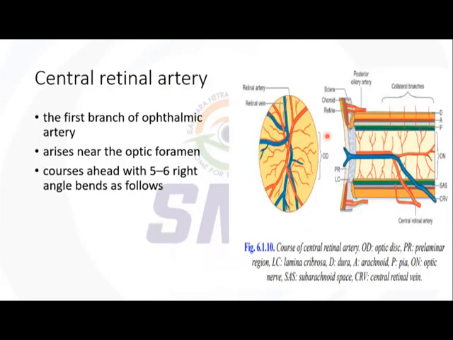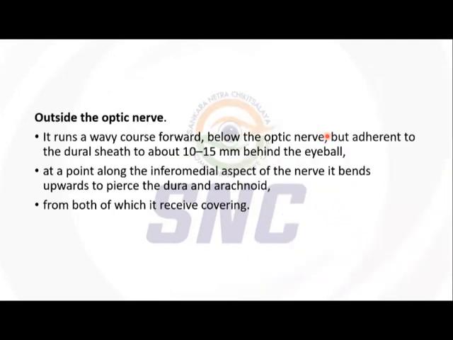Next, the central retinal artery. It's the first branch of the ophthalmic artery, and it arises near the optic foramen and courses ahead with 5 to 6 right angle bends as follows. Outside the optic nerve, it runs a wavy course forward below the optic nerve but adherent to the dural sheath to about 10 to 15 millimeters behind the eyeball. At a point along the inferomedial aspect of the nerve, it bends upward to pierce the dura and arachnoid.